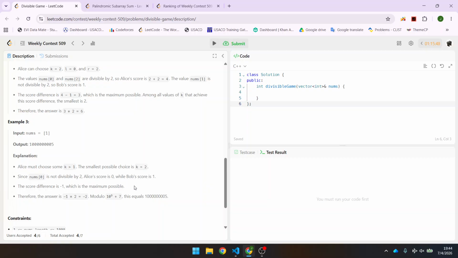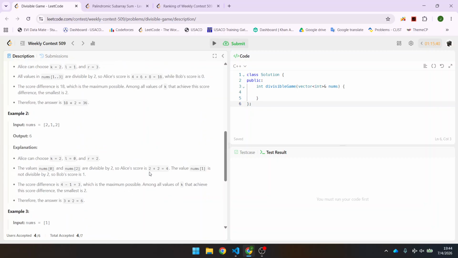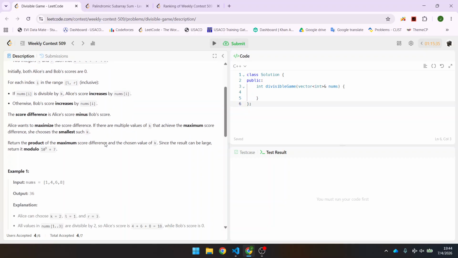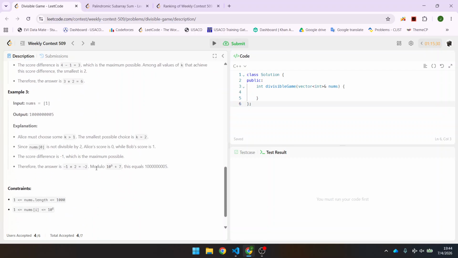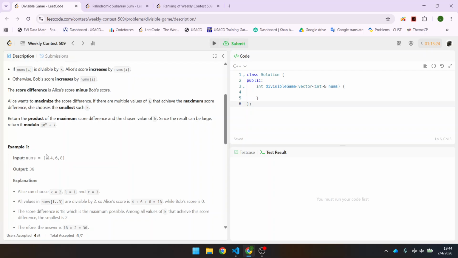Score is 0, all pop scores 1, -1, modulo 10 to the 9 plus 7 equals this. Okay. So basically, you choose a range, you choose a K, and if K divides, count the number that it divides versus the number that's not divisible, and then the current count is the subtraction of those.